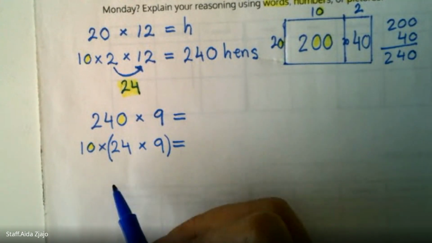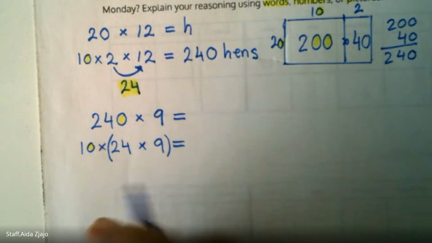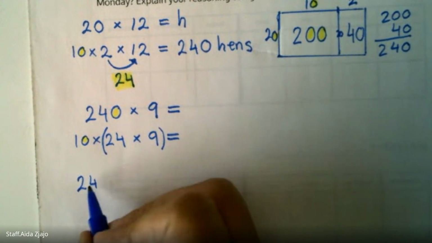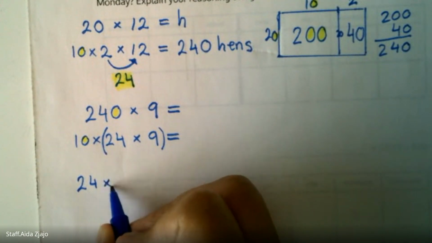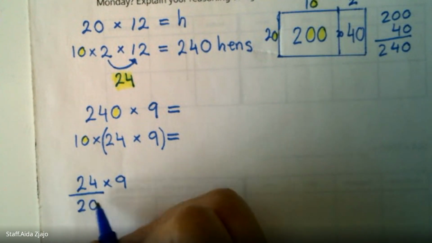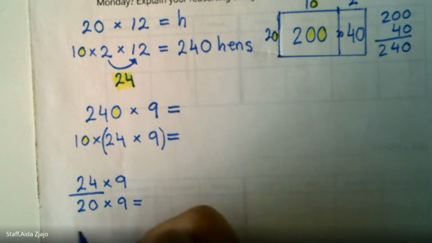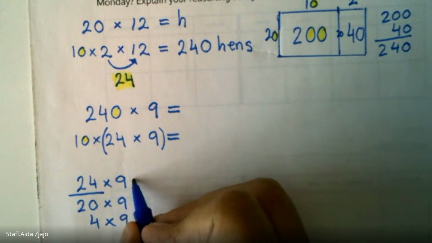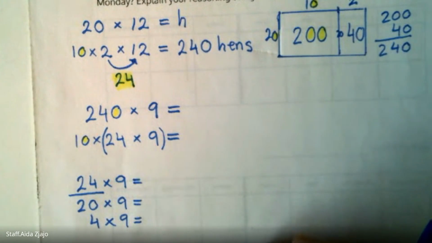Okay, in this case I will also put my calculations on the side. I will do 24 times 9 by using partial products. I will do 20 times 9 and I will do 4 times 9. Okay, so that will give me what 24 times 9 is.